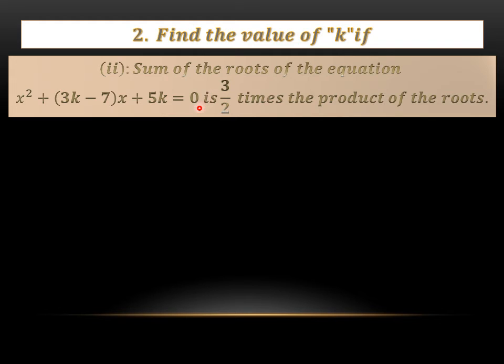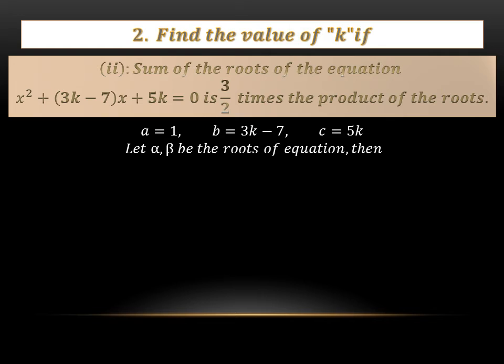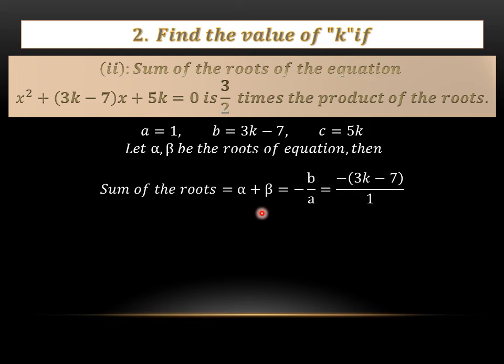So first of all, as I told you before, the first step is always to find the sum and product of the root taking the given equation. So here a will be 1, b will be 3k minus 7, and c will be 5k. Taking the values of a, b, and c, we will suppose that alpha and beta are the roots of the given equation. First of all, finding the sum of the root, that will be alpha plus beta. The formula is minus b over a. Putting the value of b, it is 3k minus 7, so that will be written inside the bracket, and a is 1, so that is written in denominator.